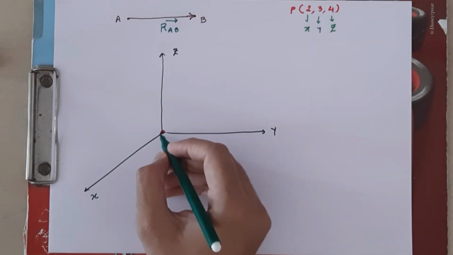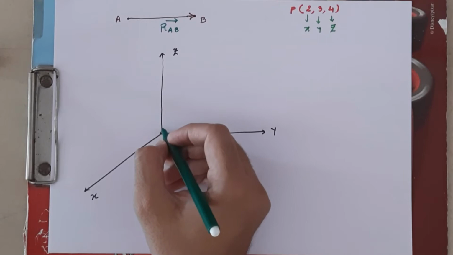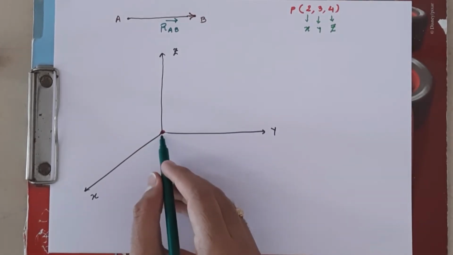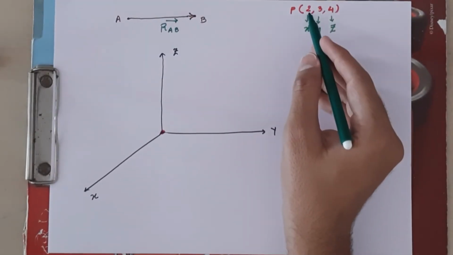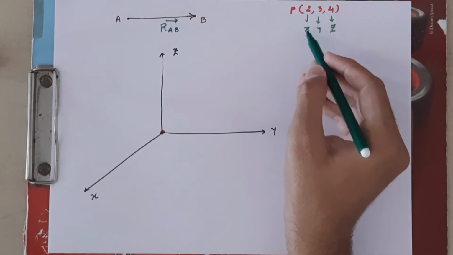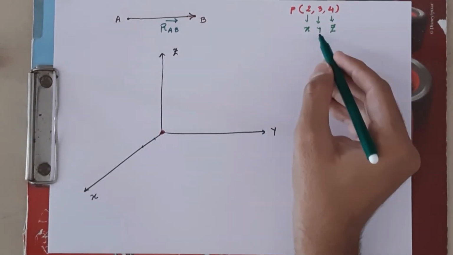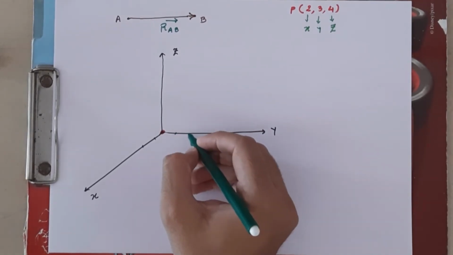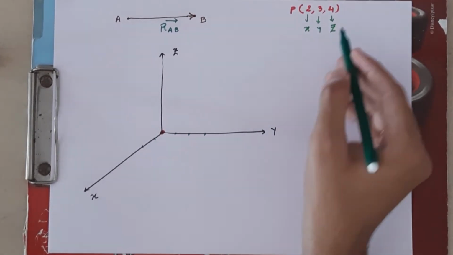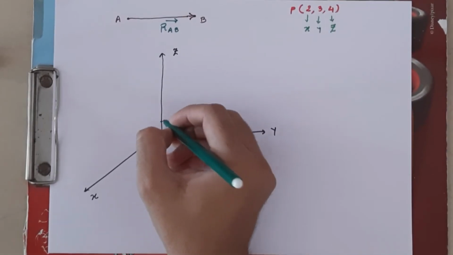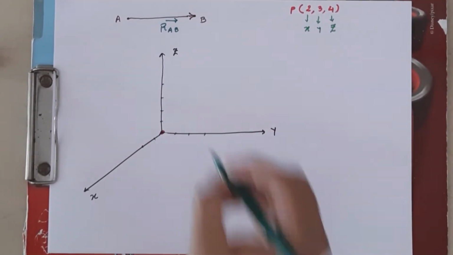So first I am standing here. Okay, the person is standing at the origin. Now the person covers 2 steps in the x direction, 3 steps in the y direction, and 4 steps in the z direction.